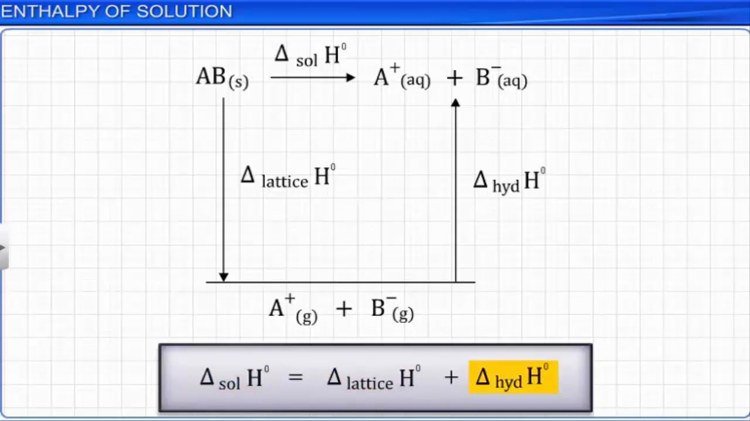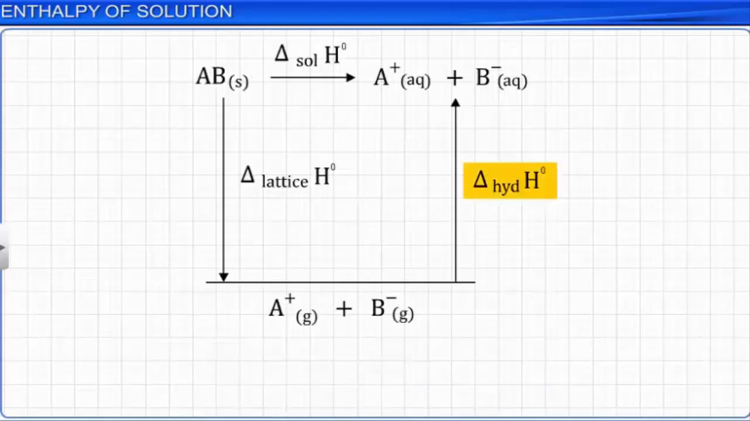Let's look at the terms hydration enthalpy and lattice enthalpy. Enthalpy of hydration, delta hydration H0, of an ion is the amount of energy released when a mole of the ion dissolves in a large amount of water, forming an infinitely dilute solution in the process. Lattice enthalpy, delta lattice H0, of an ionic compound is the enthalpy change which occurs when 1 mole of an ionic compound dissociates into its ions in gaseous state.